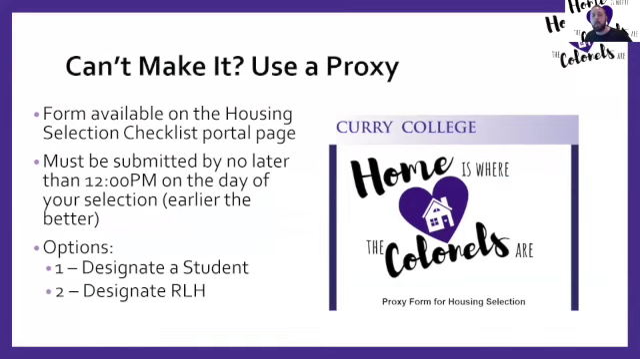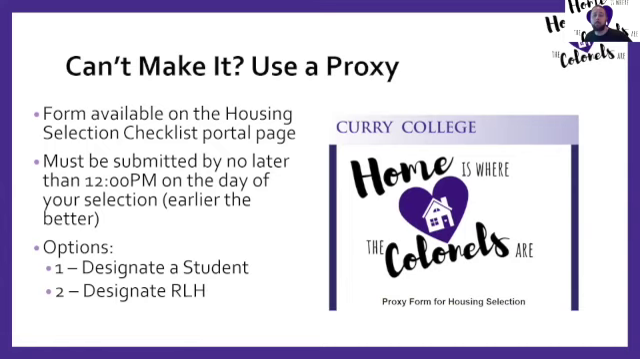So like I said, if you cannot make housing selection for your time, we encourage you to use a proxy. This form is available on the housing selection checklist portal page. If you are unable to participate in housing selection, it must be submitted by no later than 12 p.m. on the day of your selection. However, we encourage the earlier the better. So what this means is you are using somebody else, a designated individual, to select for you and represent you at housing selection. And you have two options to be able to do this.